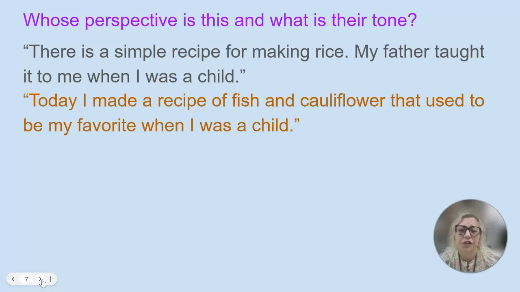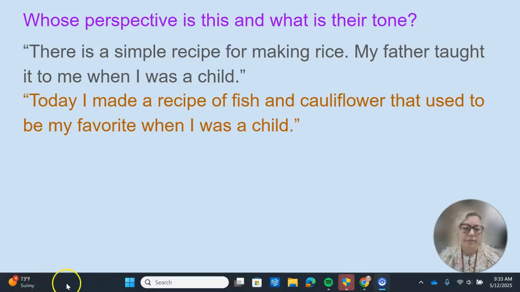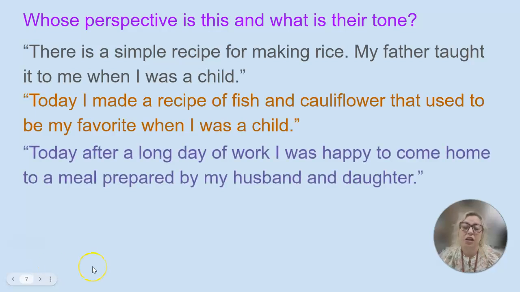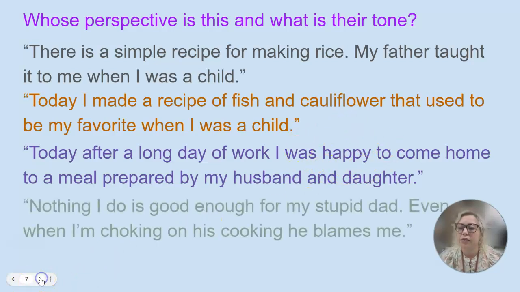Today, I made a recipe of fish and cauliflower that used to be my favorite when I was a child. Can you tell who that is after reading the story? It's probably the father, right? And maybe again a little bit nostalgic, thinking about when he was a child. Today, after a long day of work, I was happy to come home to a meal prepared by my husband and daughter. Who is that from the story? It's the mother, right? And how about her attitude? What's her tone? Well, she's got an attitude word right in the sentence, right? Happy.